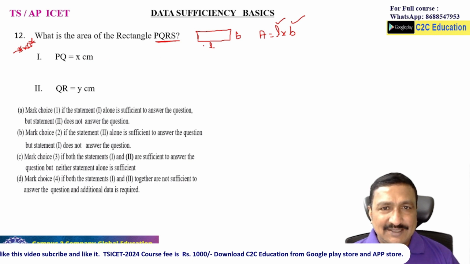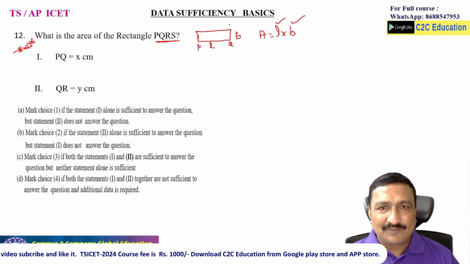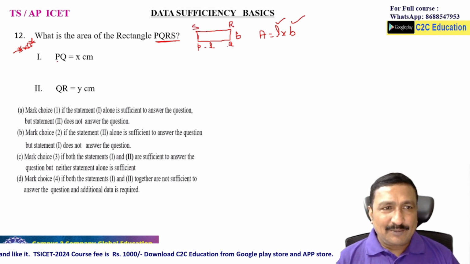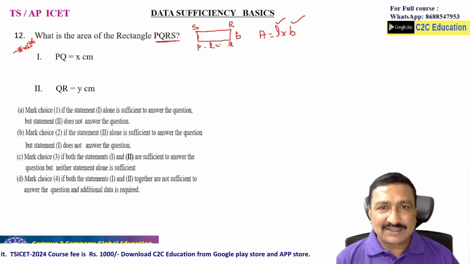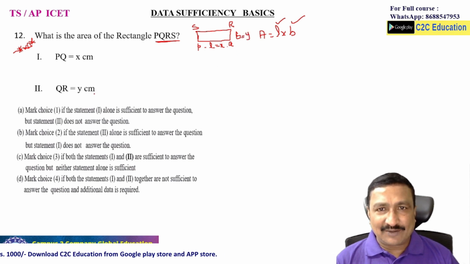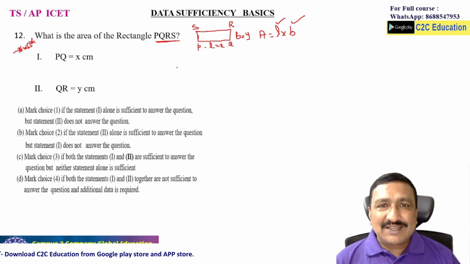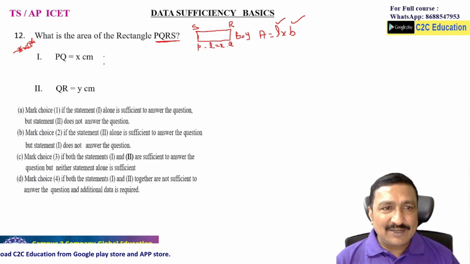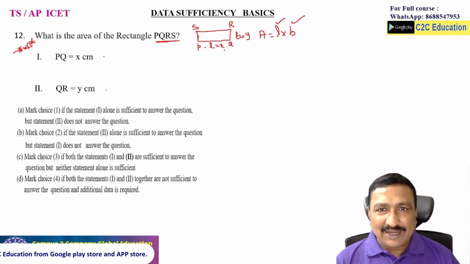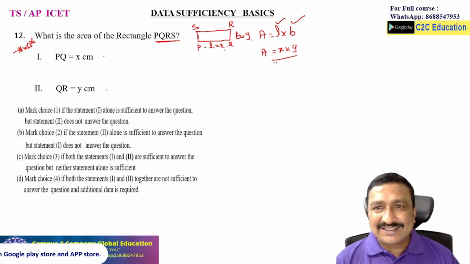So the first statement: they said PQRS, we can take any value. Here I am taking PQ as the length and QR as the breadth. They gave PQ is equal to X. So length is equal to X. I cannot say the area because I don't know the breadth value. And the second statement, QR is equal to Y. So the second statement gives the breadth value, but I cannot find the area from it either. When you combine the first and second statements, we know length is equal to X, breadth is equal to Y, therefore area is equal to X into Y. So I can decide the answer. The answer is XY.